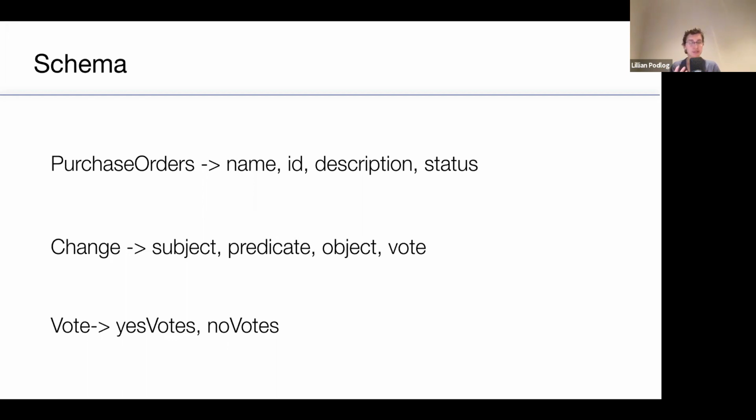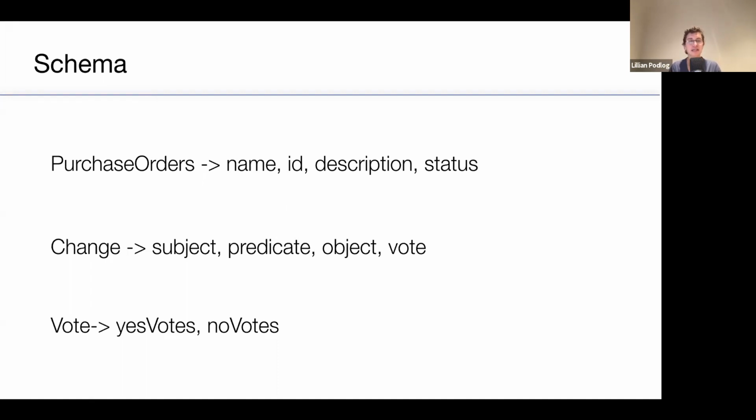And when you create a purchase order, any person in the network will be able to create a purchase order with a name and an ID and a description, but they won't be able to set the status to approved until we have the requisite number of votes. And that's really where the magic is going to happen.